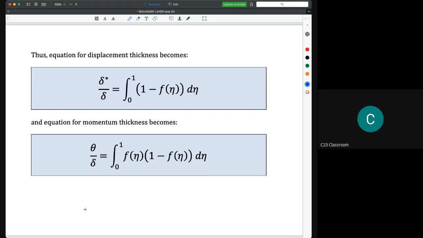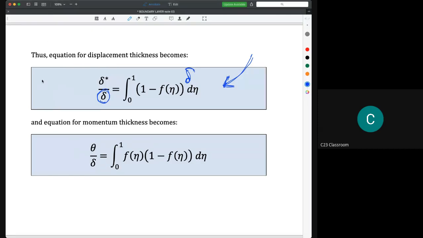So, the equation for displacement thickness will become like this one. It becomes delta star over delta, equal to the integral from 0 to 1 of 1 minus function of eta d eta. So this delta actually comes from the right hand side here, so we bring it to the left hand side. And then you could do the same thing.